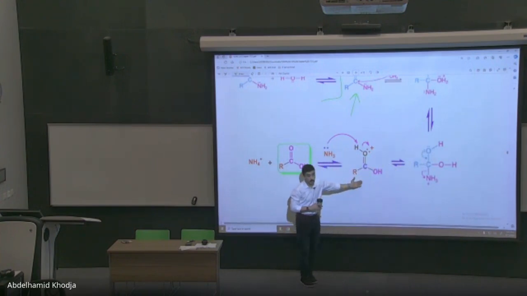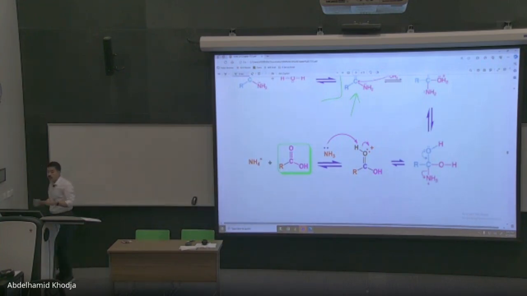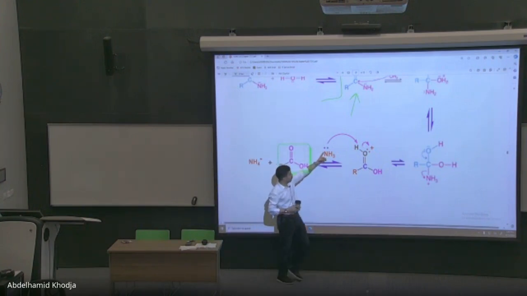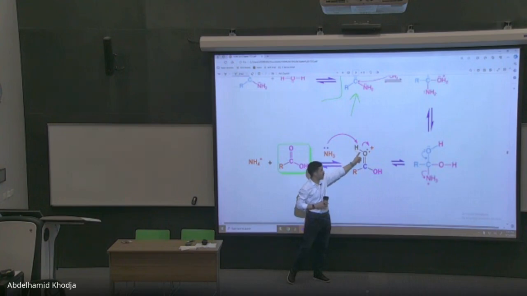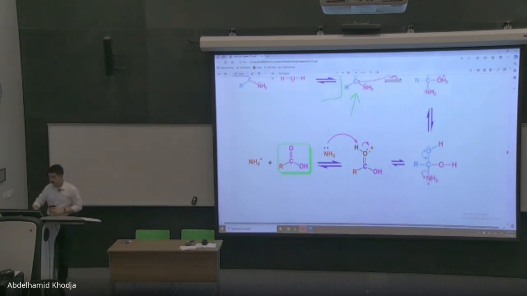Which forms our protonated carboxylic acid, which means now we're just one step away. We just need to get rid of that H that is attached to our carboxylic acid. How do we do that? Well, we just kick in NH3, which has a lone pair of electrons, ready to attack this hydrogen, and you form your carboxylic acid from your protonated carbonyl.